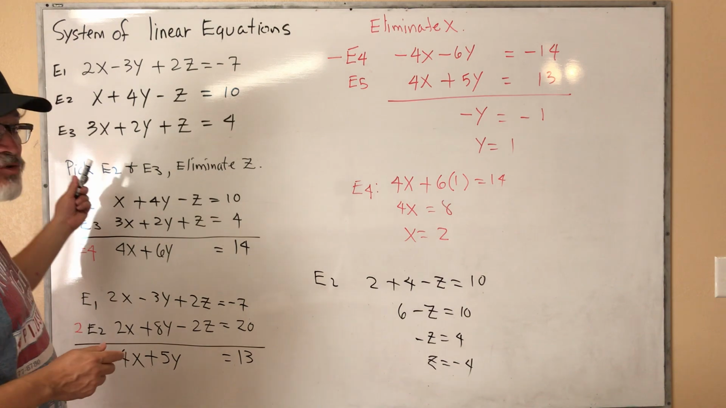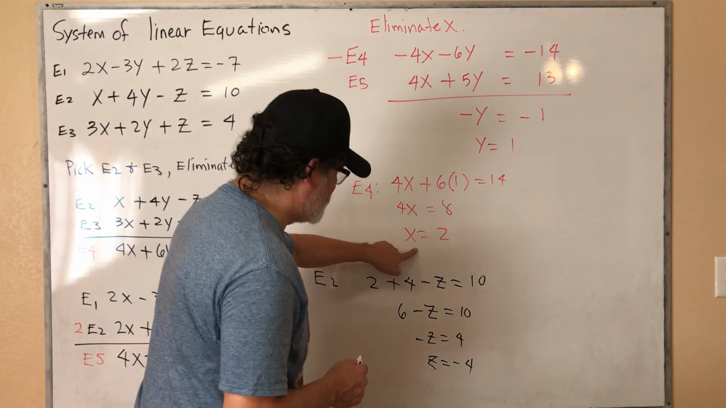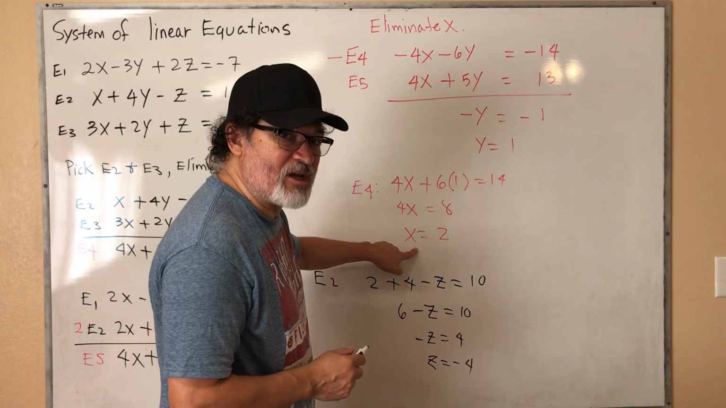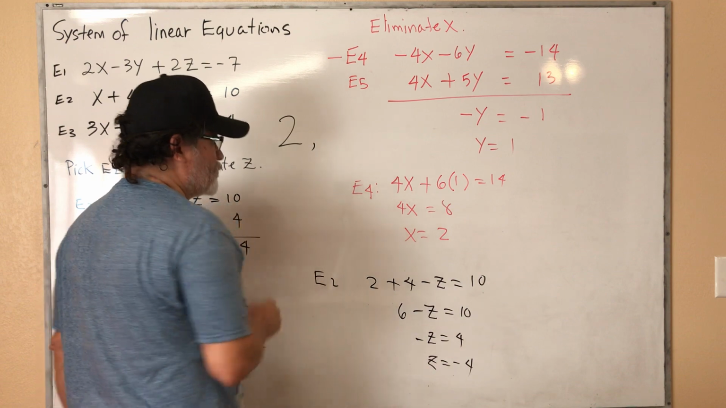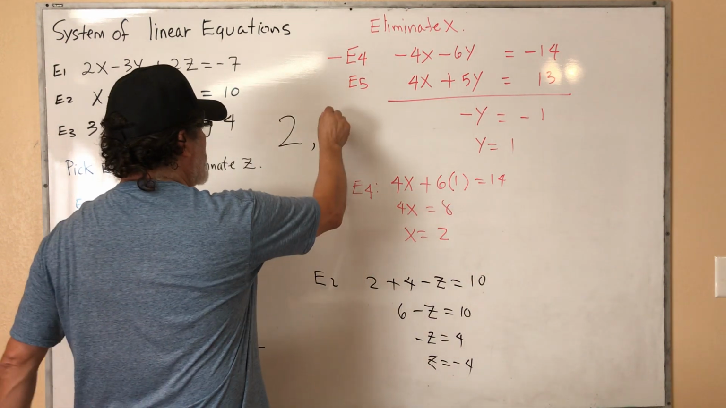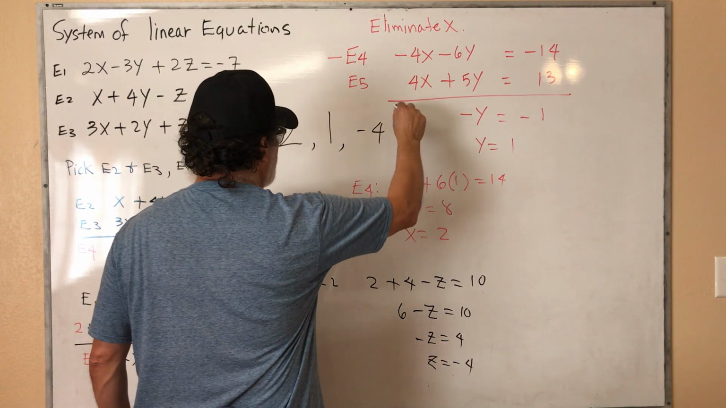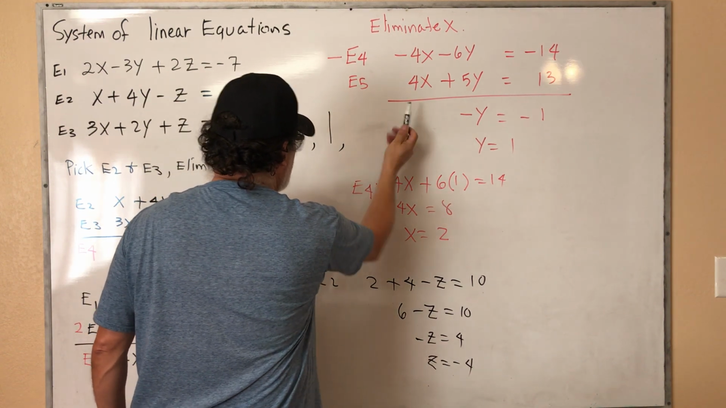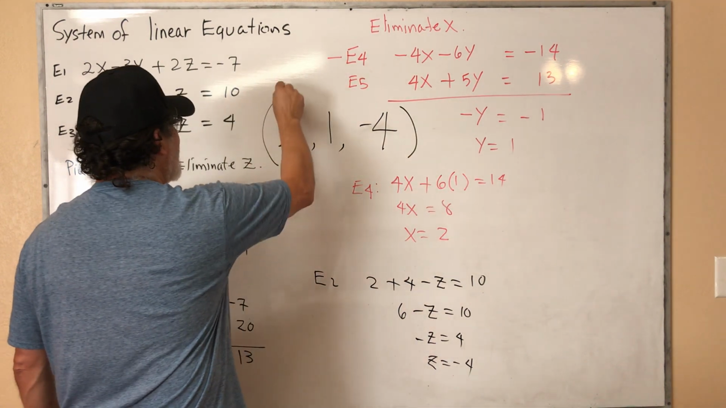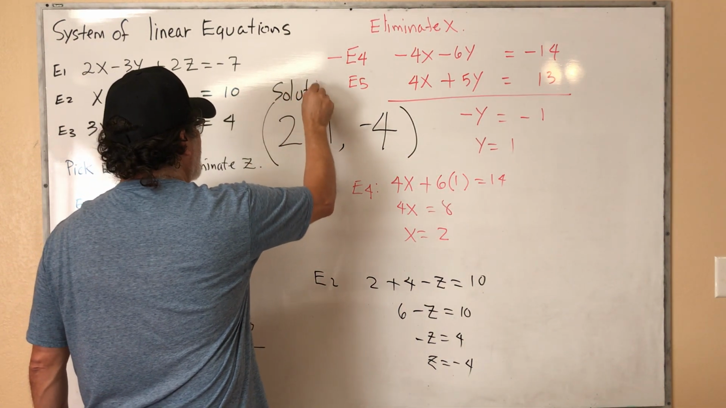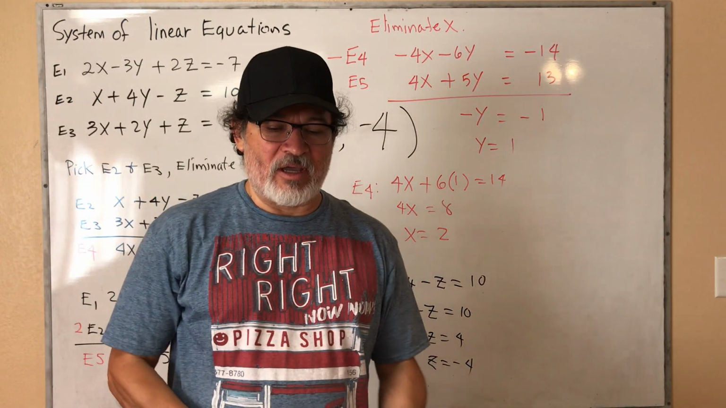So what is the solution to the system? Solution to the system. The party in 3 dimensions. X equals 2. Y equals 1. Z equals negative 4. Make it bigger. Negative 4. This is the solution. Okay? Okay, very good.